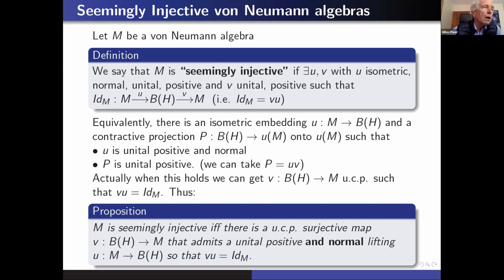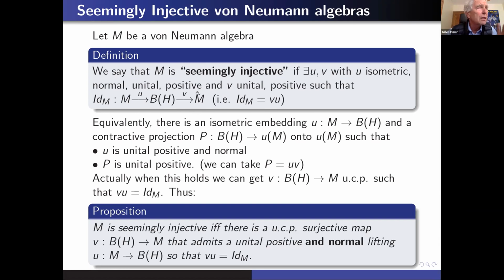So in fact, it comes out of the results that I will show later that we can always do a little bit better. We can always arrange, we change U, but keep the properties of U, so that V is unital completely positive.